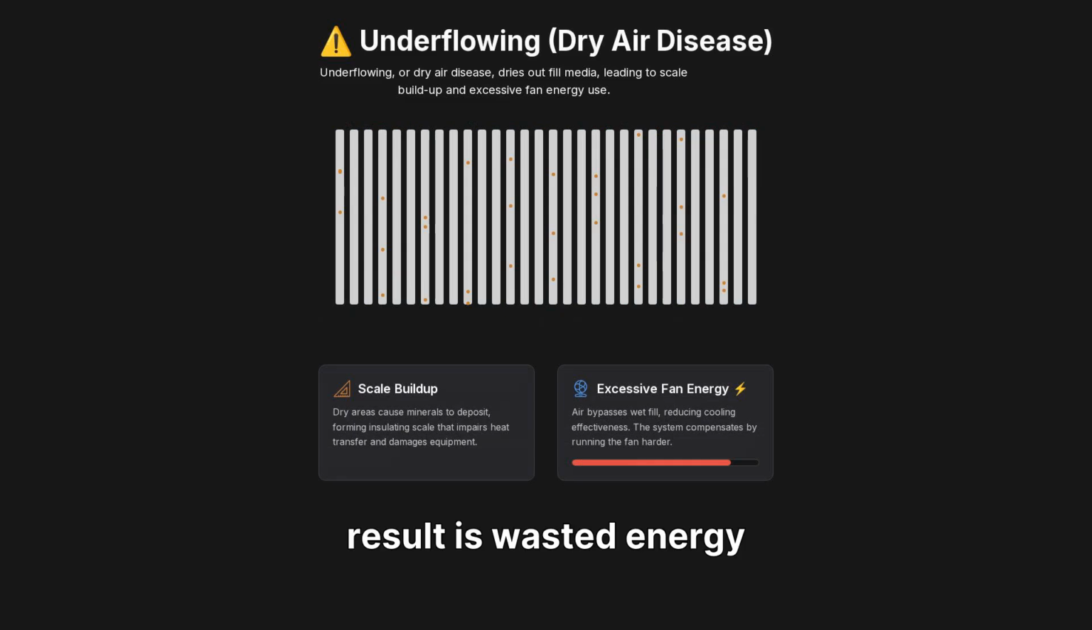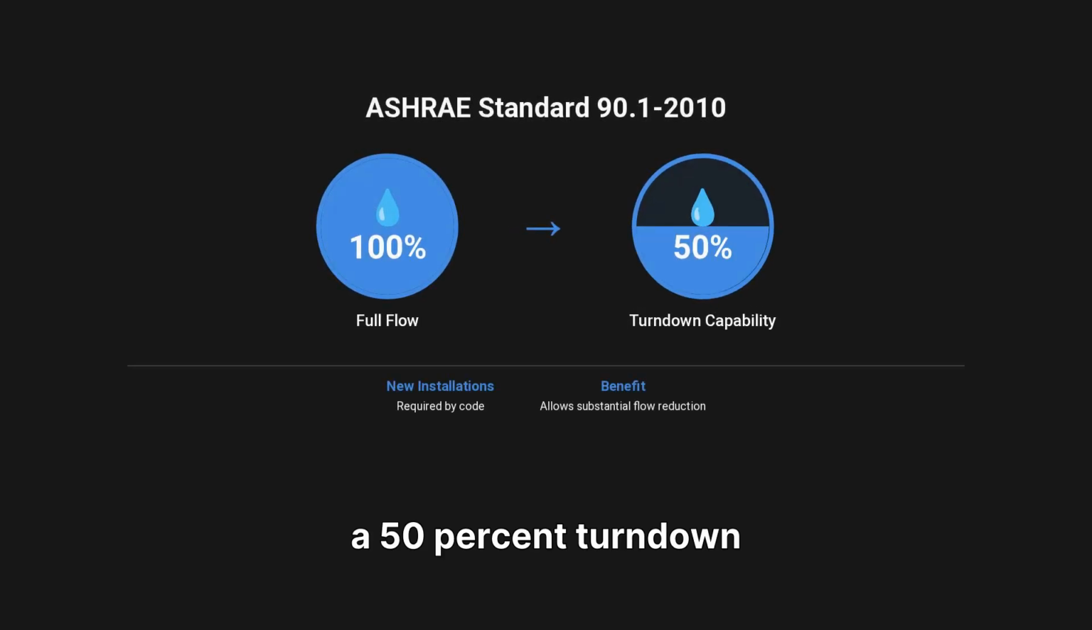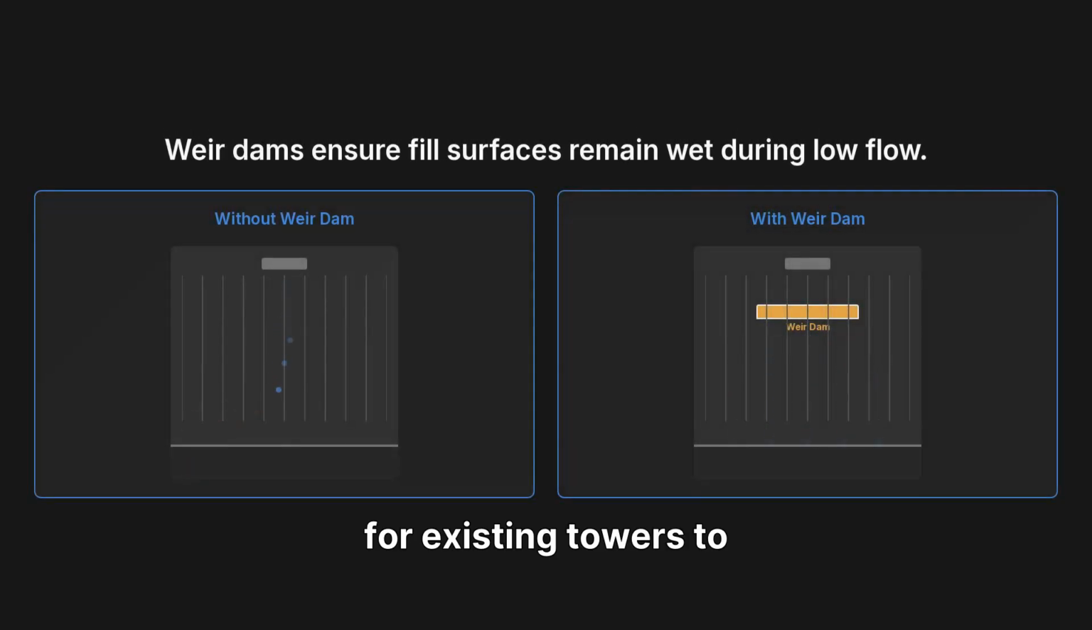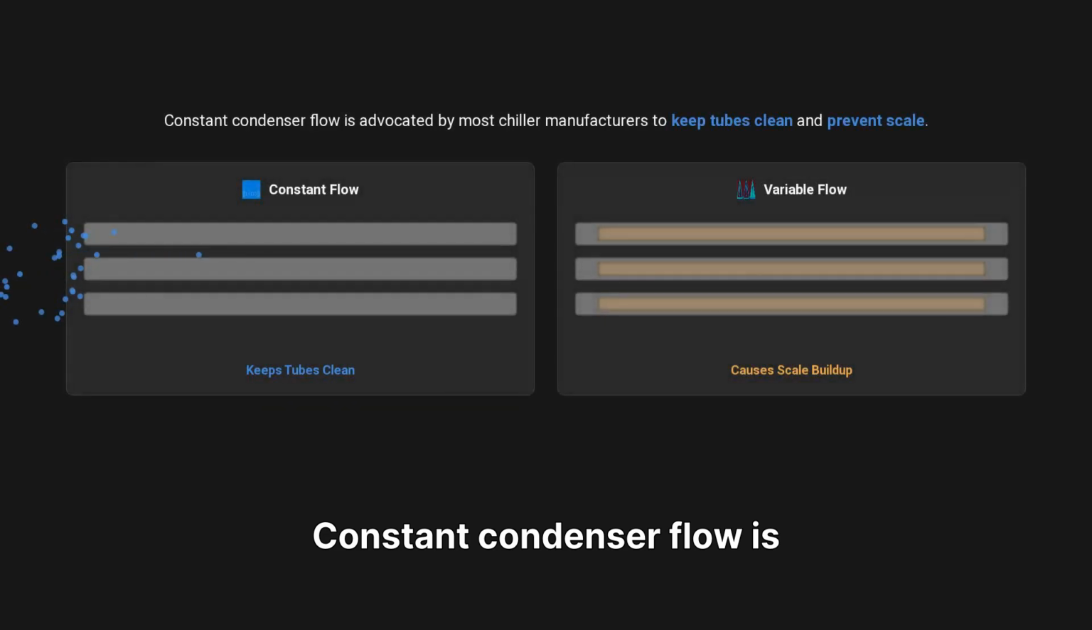The result is wasted energy and long-term degradation of tower performance. ASHRAE 90.1 code suggests a 50% turndown for new installations to allow substantial flow reduction. Weir dams are recommended for existing towers to ensure fill surfaces remain wet during low flow. Constant condenser flow is advocated by most chiller manufacturers to keep tubes clean and prevent scale.